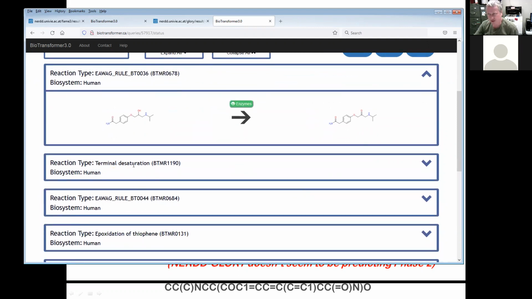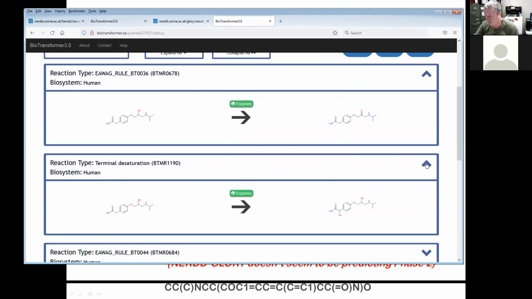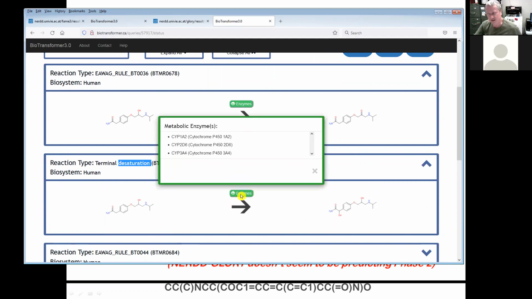Terminal desaturation sounds like removal of a double bond. Let's see. Or desaturation. Yeah, desaturation. That's another word for oxidation. Yeah, so the NERD server said the same thing. Oxidation of the alpha position next to the amide. That's another set of cytochrome P450 isoforms.